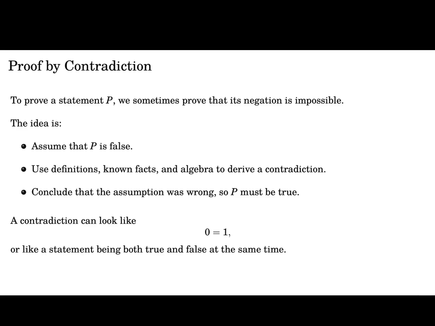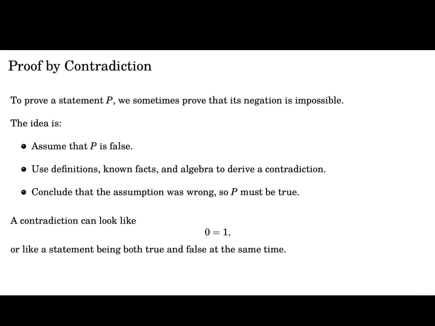Proof by contradiction is a proof method where we prove a statement by showing that its negation is impossible, right? So suppose we want to prove a statement P. We want to show that P is true. Instead of proving P directly, we assume that P is false. Then we use definitions, known facts, and algebra to show that this assumption leads to a contradiction.